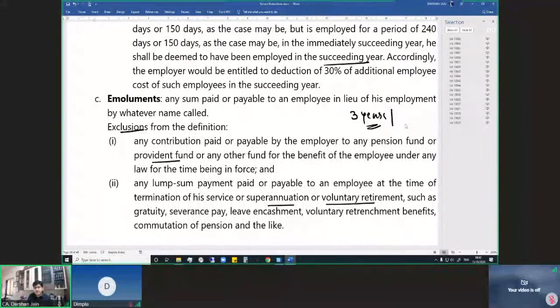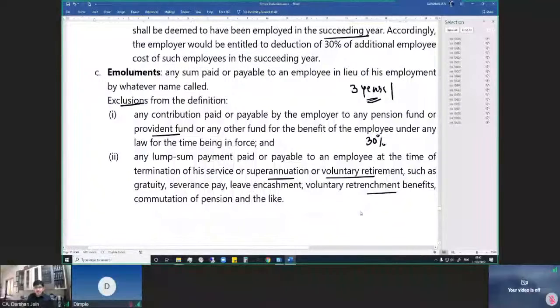It might so happen that an employee is employed in year 1, year 2, and he retires in year 3. So his cost would include the cost of voluntary retirement or the retrenchment compensation. Now that is not to be paid for. You don't give a deduction of 30% for such retirement benefits or retrenchment benefits which an employee would get, even if he is an additional employee.